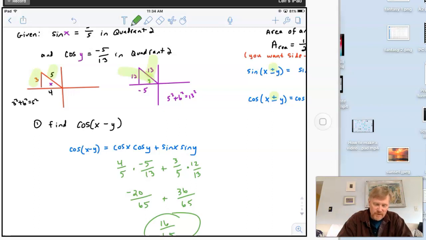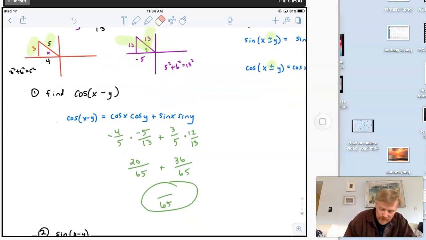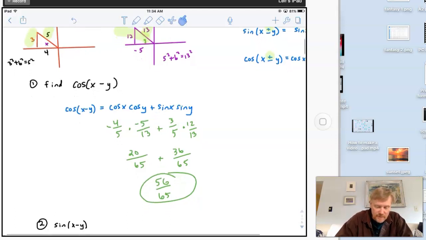Not my day. I made a quick mistake here. This one right here, the cosine of x, that should be negative because we're in the second quadrant. So that should be a negative 4/5, which means when I multiply them together, I get positive 20. And when I add them together, that'll give me not 16, because you don't subtract them, but you get 56. Okay, thank you. Sorry for the mistakes.